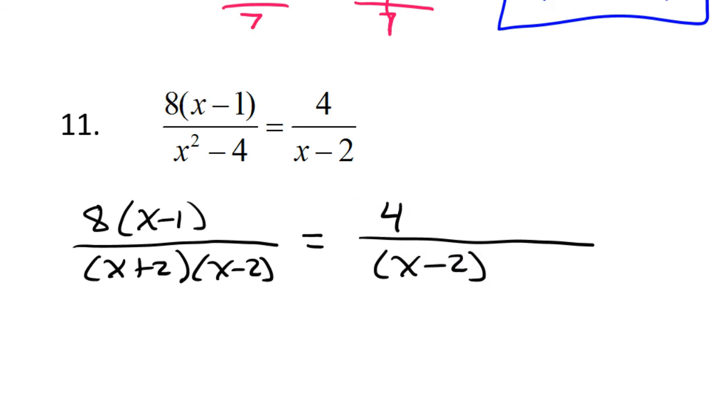So I need like denominators. That's the method that I'm going to use. Both denominators have an x minus 2, but the left denominator has an x plus 2. So I'm going to put that in the numerator and the denominator. Now that the denominators are the same, I can ignore the denominators.